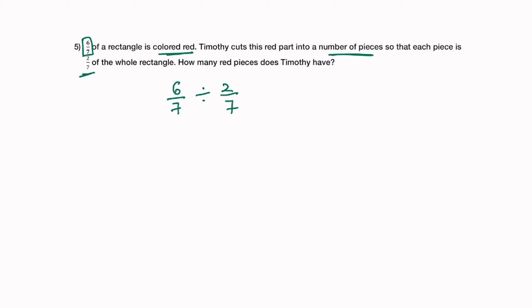So our equation is already there, right? We rewrite this. We say 6 upon 7, first fraction as it is. Division becomes multiplication and we inverse this. So that's 7 upon 2. 7, 7 out, that's 1 and 1, right? 2 times 1 and 2 times 3. So the answer is 3. So how many red pieces does he have? 3. So you're going to write the whole statement, right? We are done with 5 already and we are moving to the 6th.